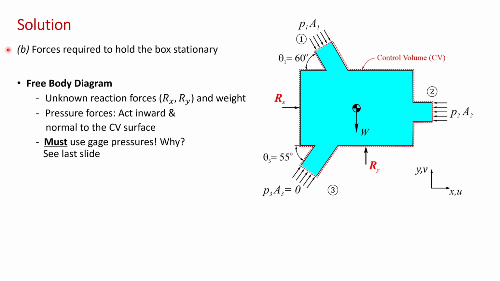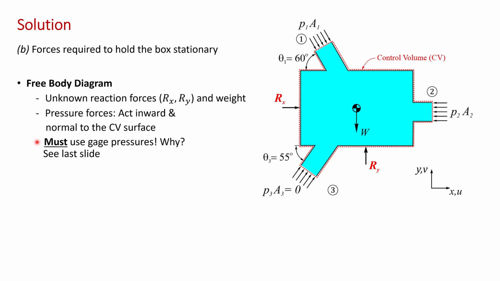Moving on to solve for the reaction forces required to hold the box stationary. The first step is to draw a free body diagram with all the forces on it, as I've shown over here. So we have the unknown reaction forces, Rx and Ry, that we want to solve for. We have the weight of the water in the box, W, and we have the pressure forces at the inlets and the outlet. Note that the pressure forces act inward and normal to the control volume. This has nothing to do with the flow direction, by the way. Note also that all the pressures must be expressed as gauge pressures in these types of problems.